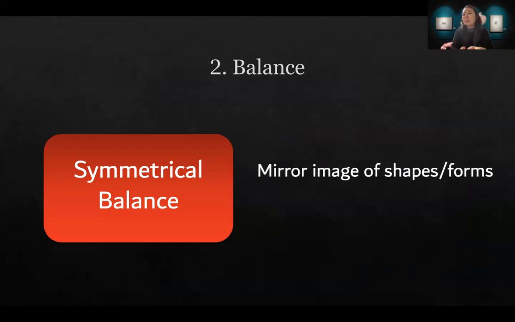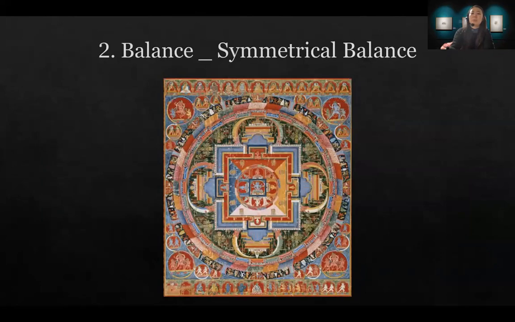So symmetrical balance is the mirror image of shapes or forms on either side of an imaginary axial dividing line. The elements correspond to one another in size, shape, and placement. Let's see the examples. So look at this pattern image. There is an imaginary vertical axis in the center of this image, and the left side of the vertical axis corresponds to the right side of the image. So this is called symmetrical balance.